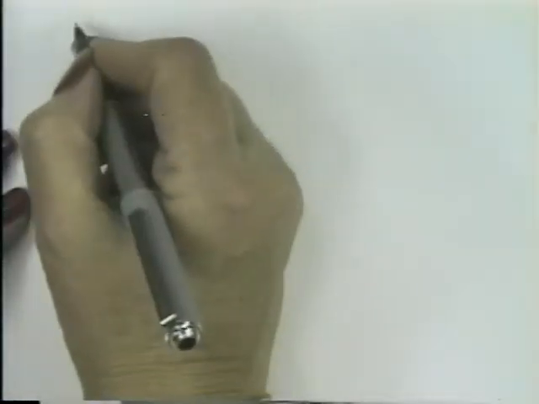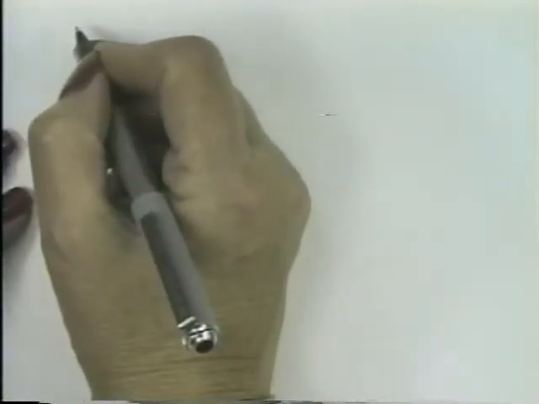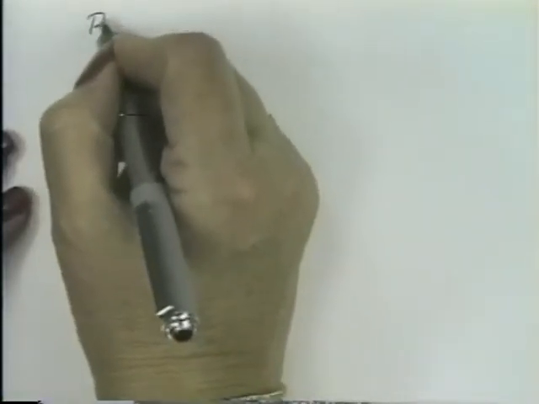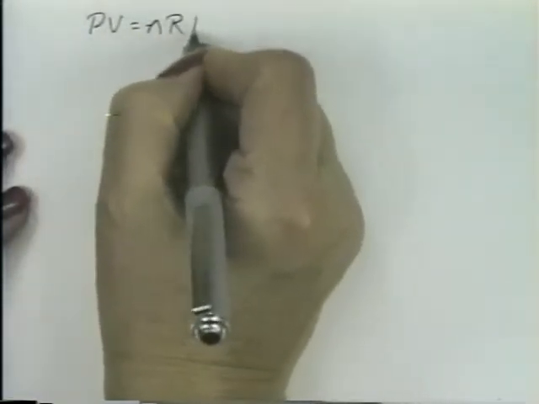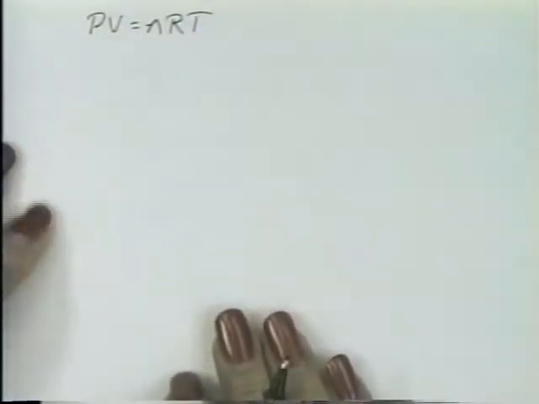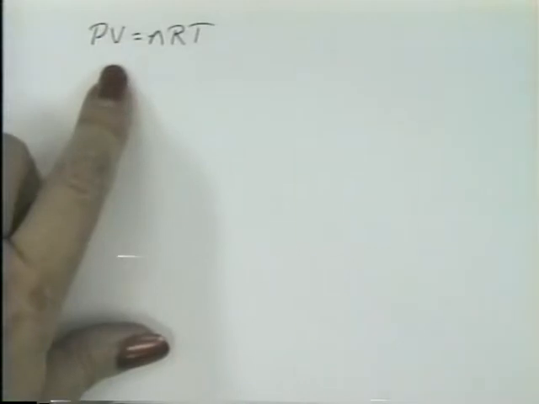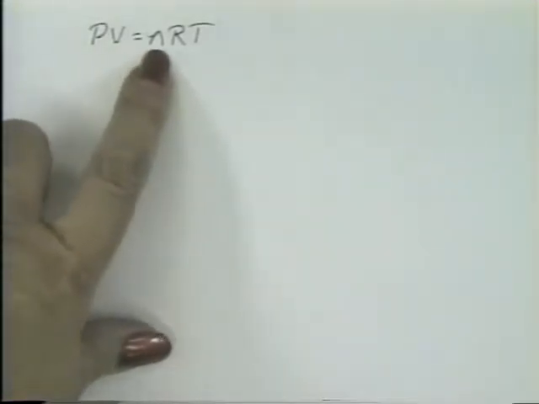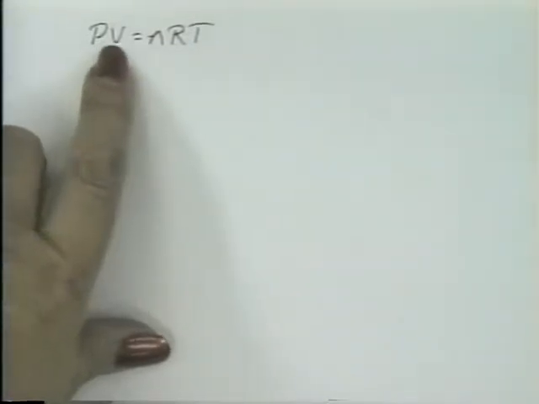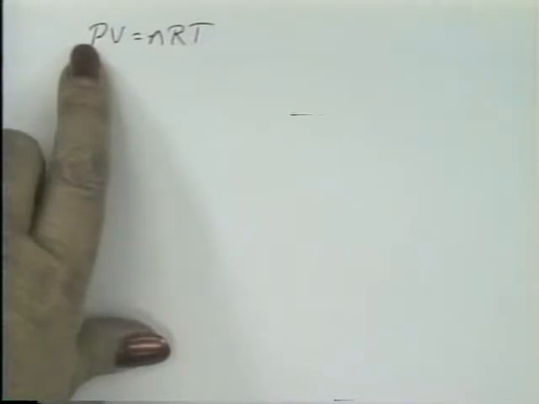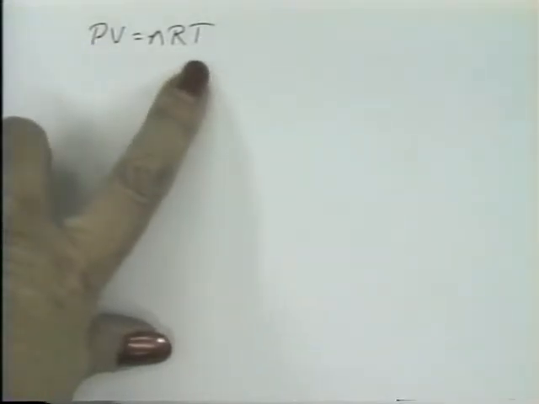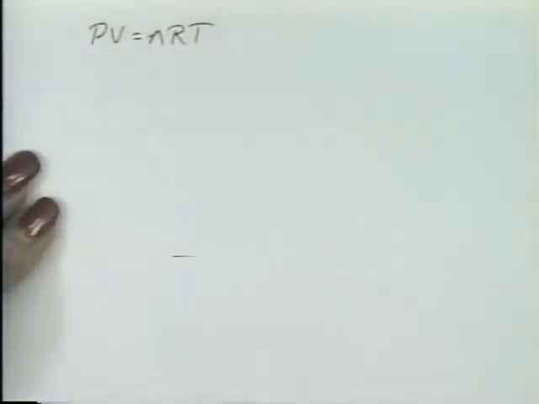Well, let's see. We have 350 milliliters of the alcohol, and we have that big container. I believe it's another PV equals nRT kind of problem, and what do we need to know? We need to know how much alcohol is going to evaporate. So what we've got to do is find the volume of the container, and we've got the vapor pressure. We're in good shape there. We know R, and we know the temperature. Let's find the volume of this container.